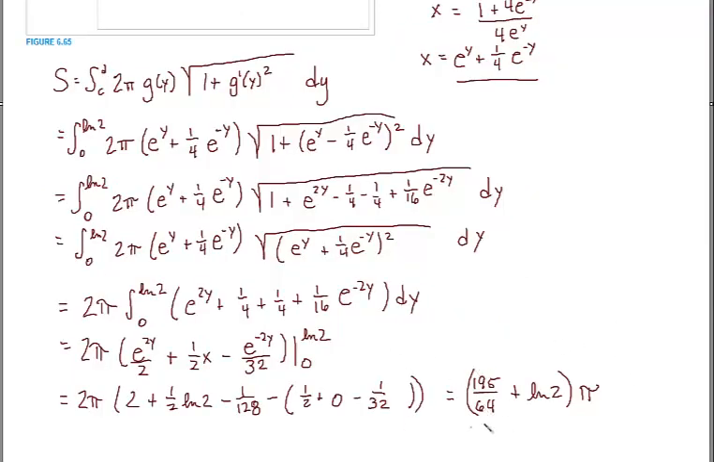Wow, and after plugging all of that in, this is what I end up with for the exact answer for the surface area. Stunning. Alright, and if you have any questions, come see me.